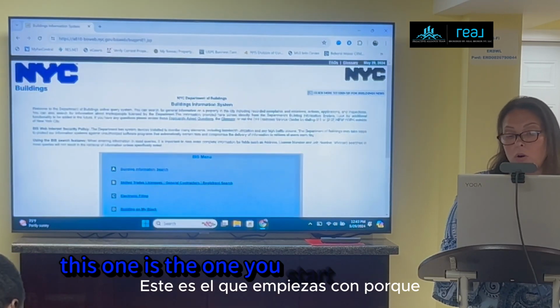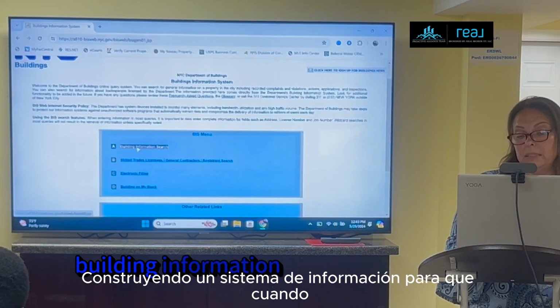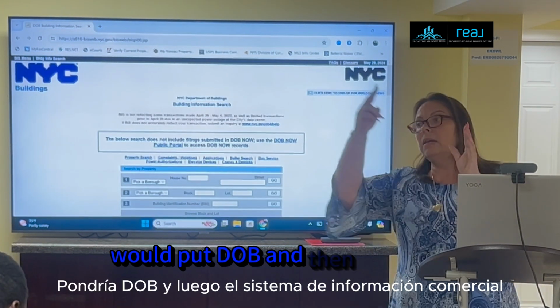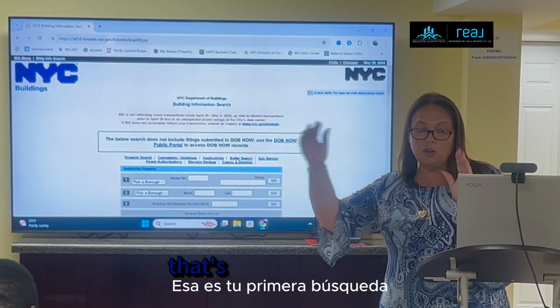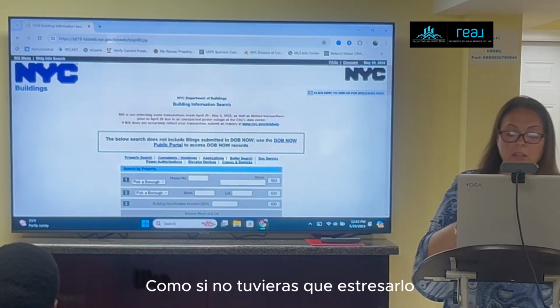This one is the one you start off with, and it's the BIS system, Building Information System. So for DOB, you would put DOB and then Business Information System. That's your first search. And if you put those things in, you'll find your way through. You don't have to stress it.